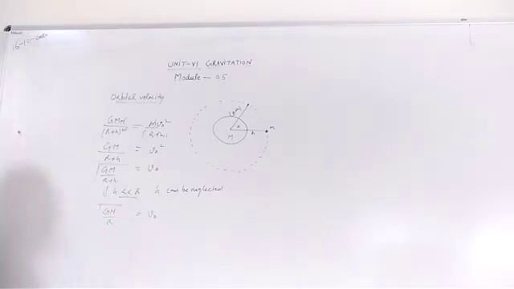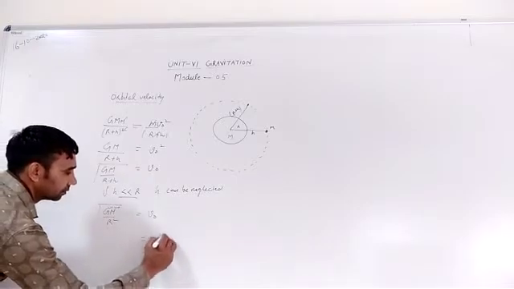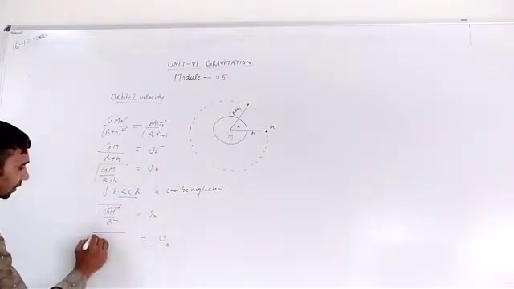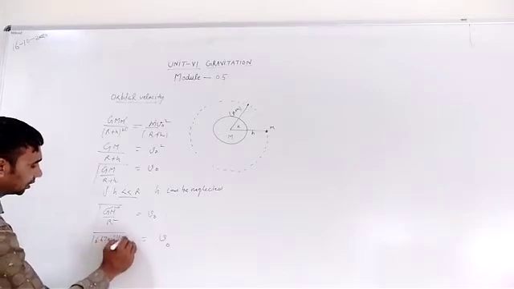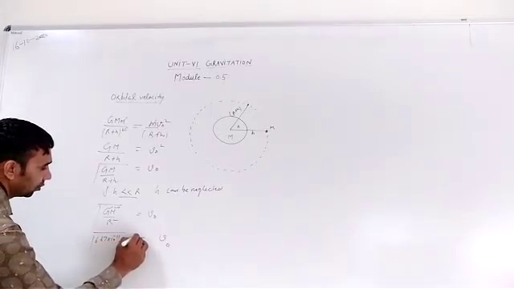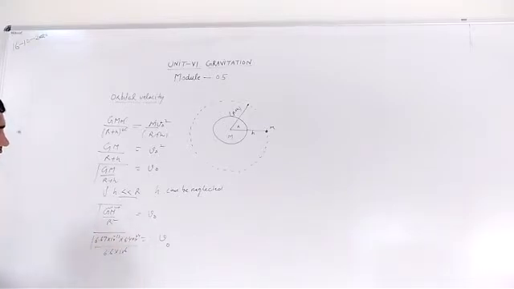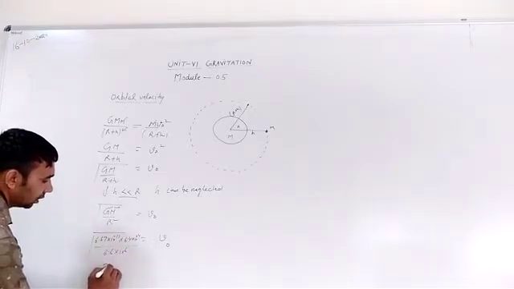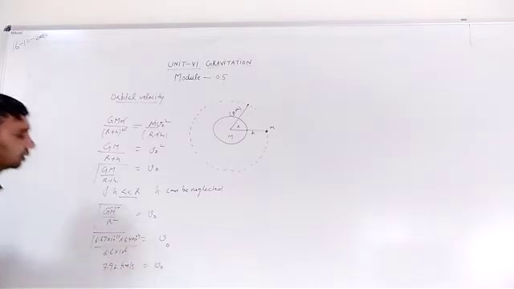Now putting the values of gravitational constant, mass of the Earth, and radius of the Earth, we get: 6.67 times 10 to the power minus 11, mass of the Earth 6.4 times 10 to the power 24, radius of the Earth 6.4 times 10 to the power 6. Then we get 7.92 kilometer per second. That is the orbital velocity.